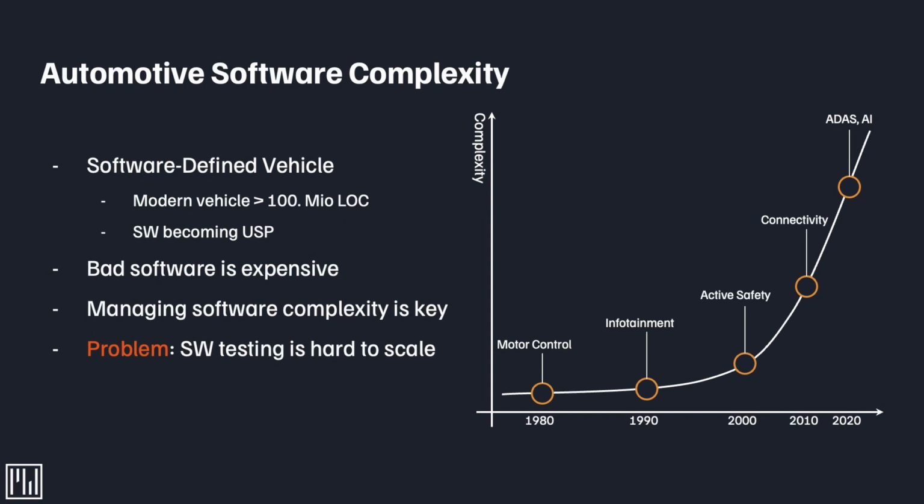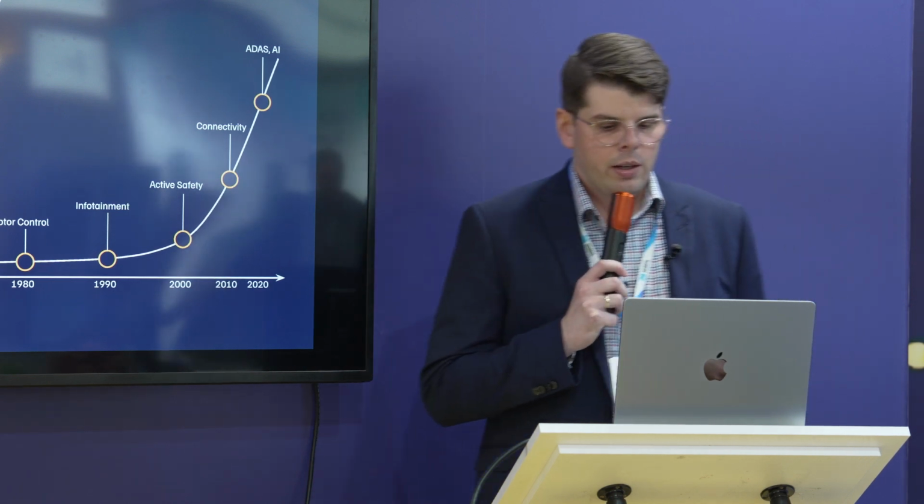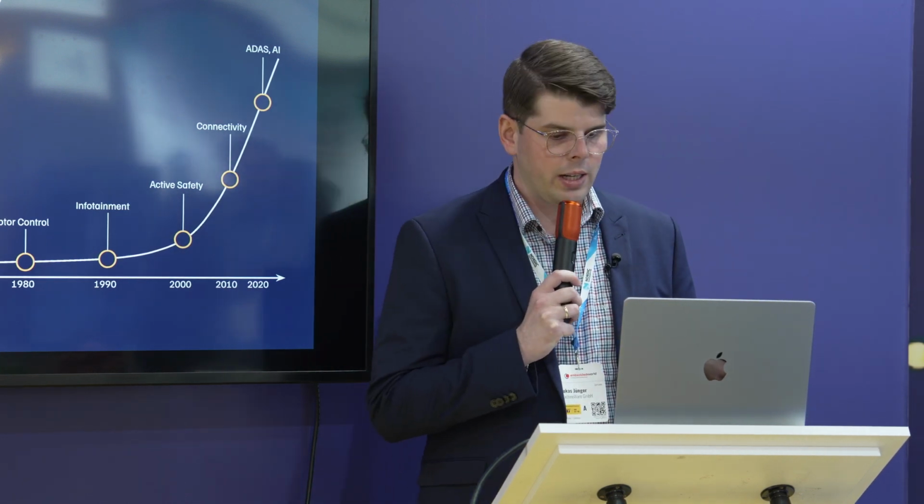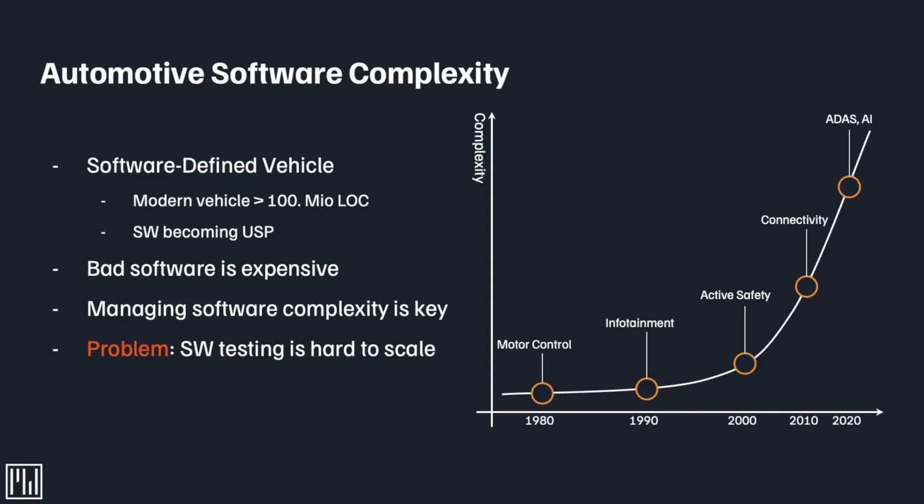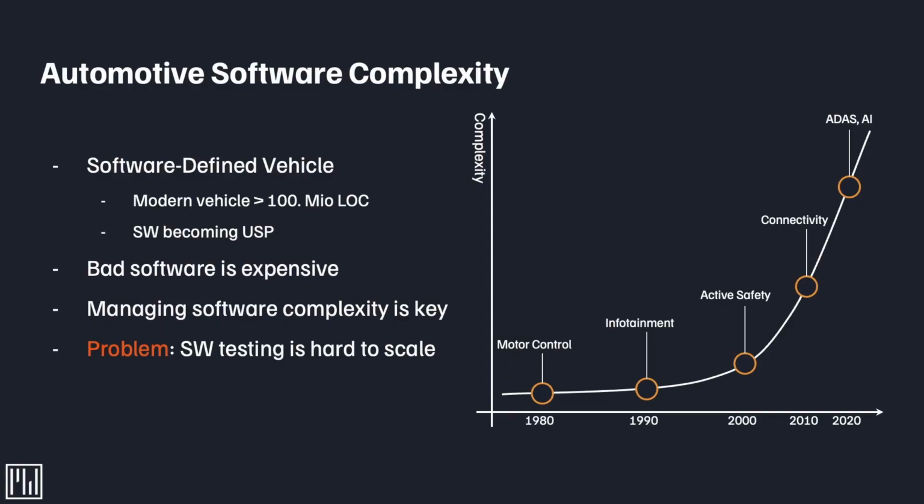The issue is that the complexity of software has been increasing exponentially over time, especially in the automotive industry. In the 1980s, there was only a very limited amount of software in cars, maybe a little bit for the motor control. But over time, the amount of software in cars has just been going up and up. Today, in the era of the software-defined vehicle, a modern car has more than 100 million lines of code that run on it. And as I mentioned before, software is becoming the unique selling point of the car. So having good software is important to make people buy your cars.